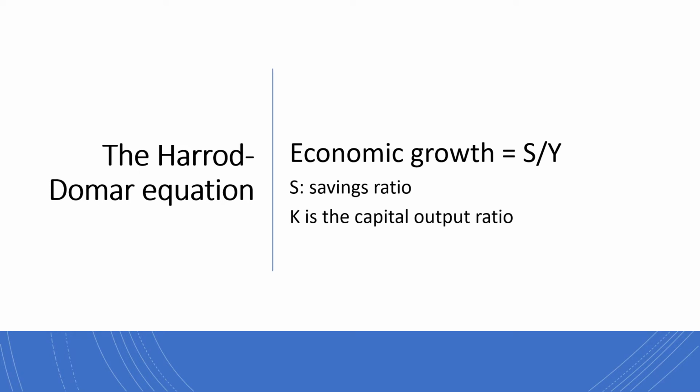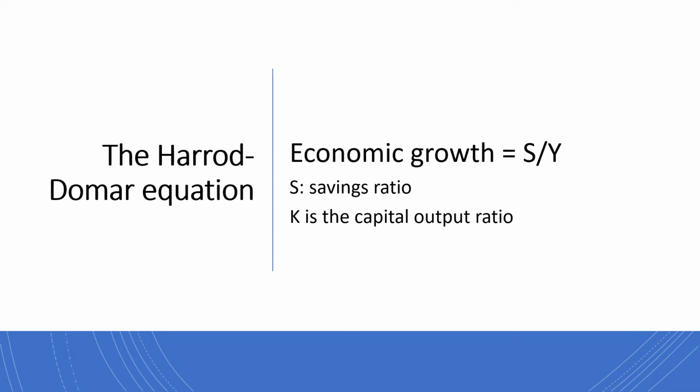Let's look at the Harrod-Domar equation. According to the equation, a country's economic growth rate is equal to S over K, where S is the savings ratio and K is the capital output ratio. Let's dig into this so that you understand how this formula works and what these letters mean. So, from the beginning, according to the Harrod-Domar model, economic growth is a function of the quantity and quality of the investment undertaken by a country.